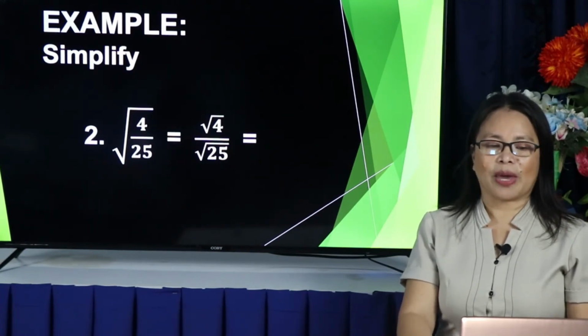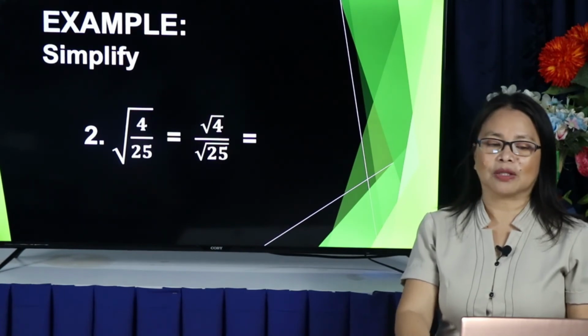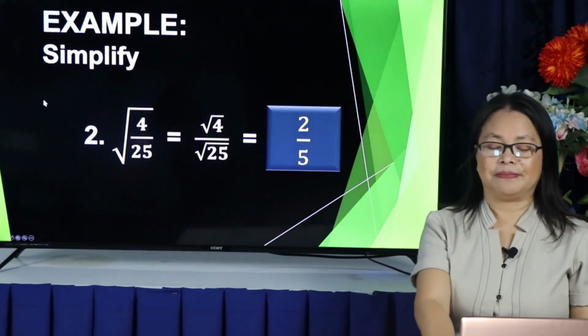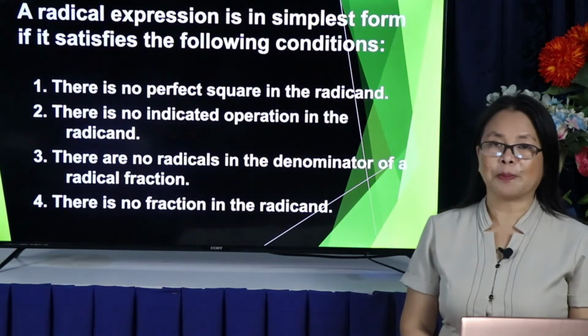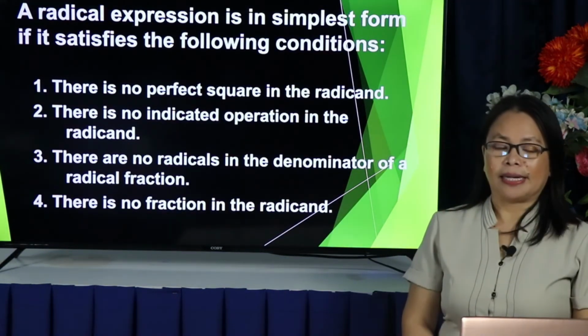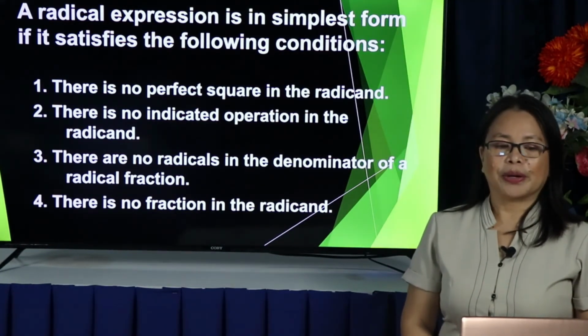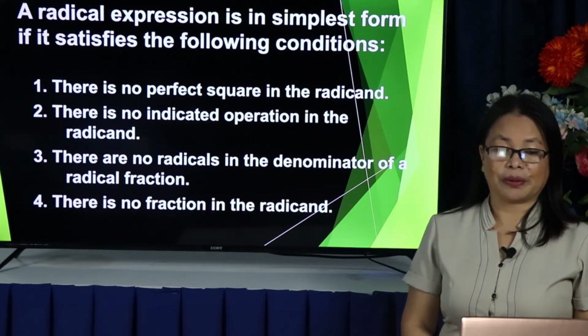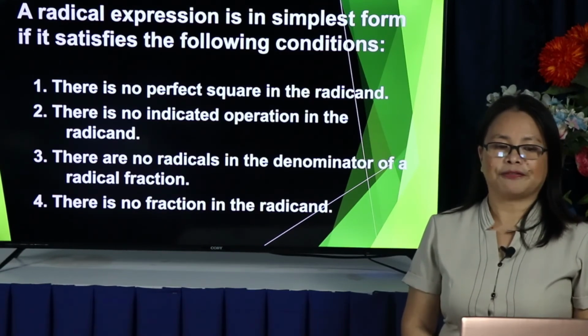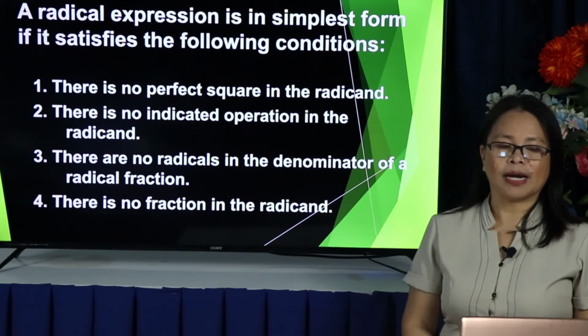That is equal to the square root of 4 over the square root of 25. So the answer is 2 over 5. A radical expression is in simplest form if it satisfies the following conditions. Number 1, there is no perfect square in the radicand. Number 2, there is no indicated operation in the radicand. Number 3, there are no radicals in the denominator of a radical fraction. And number 4, there is no fraction in the radicand.